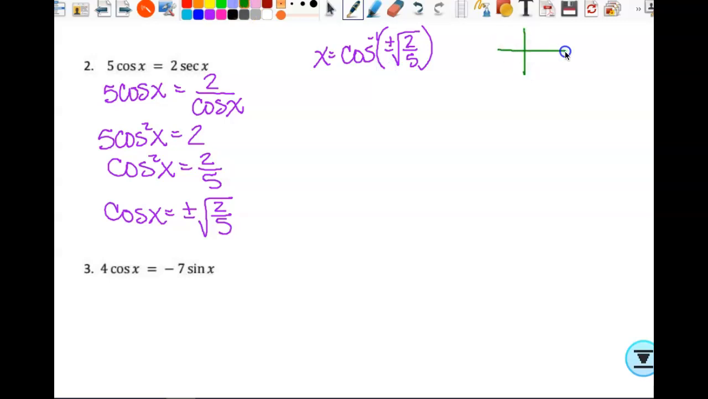So since I have plus or minus, and I am doing from 0 to 2 pi, that means I'm going to use all my quadrants. So I'm going to need alpha, pi minus alpha, pi plus alpha, and 2 pi minus alpha.